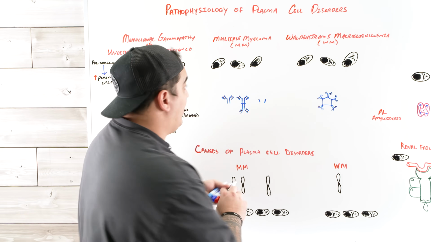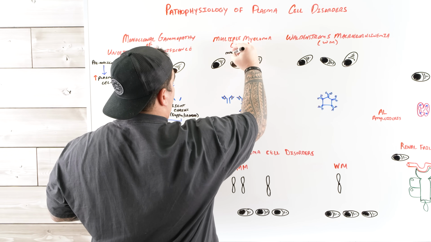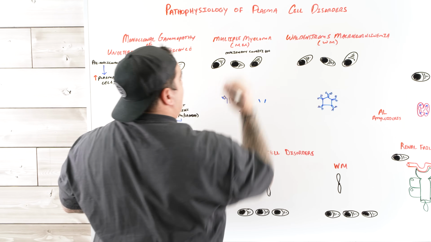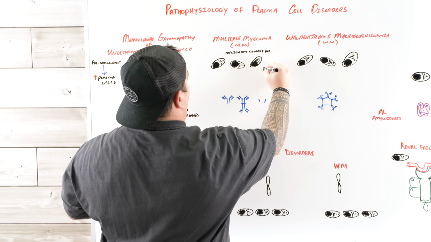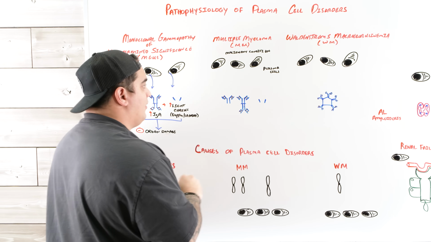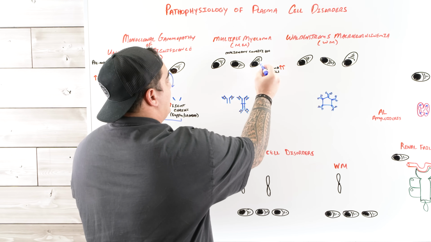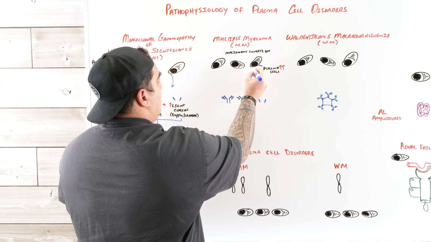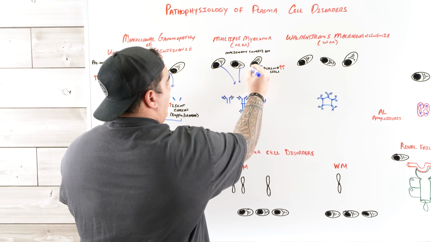Now, multiple myeloma is a malignant condition. What happens in this situation is you end up with a lot of these plasma cells. Lots and lots of these plasma cells. And these plasma cells end up making a lot of antibodies. If you have lots of plasma cells, you're going to end up with a lot of antibodies.